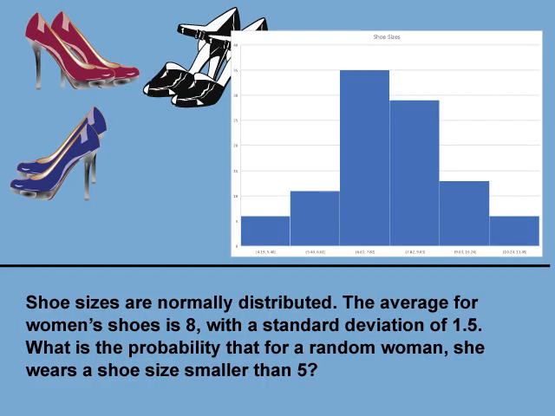Let's look at a final example. Shoe sizes are normally distributed. The average for women's shoes is 8, with a standard deviation of 1.5. What is the probability that a random woman wears a shoe size smaller than 5?